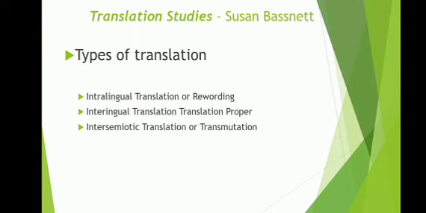The types of translation are mentioned here. Under intralingual translation or rewording, this is an interpretation of verbal signs by means of other signs in the same language. Second category is interlingual translation or translation proper. This refers to the interpretation of verbal signs by means of some other language. Intersemiotic translation or transmutation is an interpretation of verbal signs by means of signs of non-verbal sign systems. Of these three types, translation proper describes the process of transfer from SL to TL.